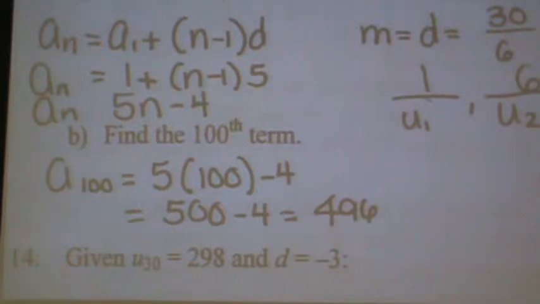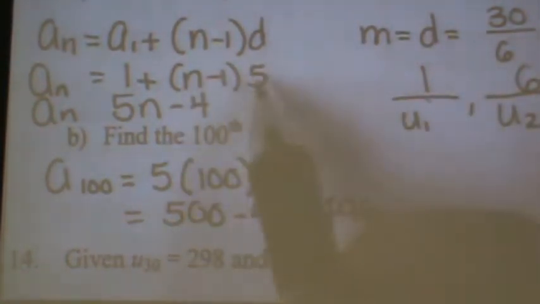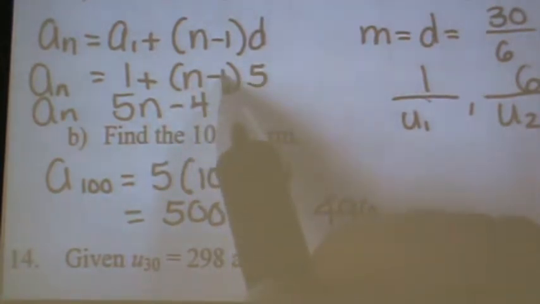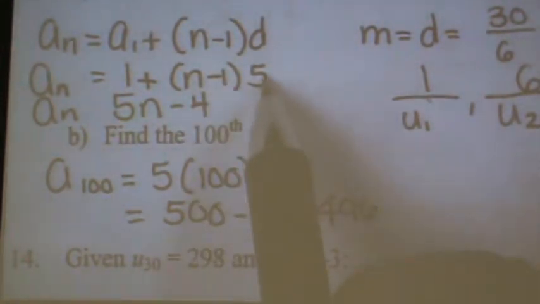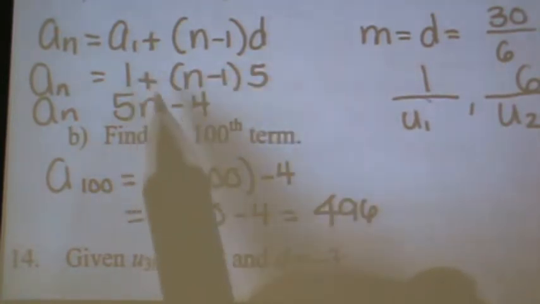How come you did it minus 4? I simplified. 5 times n is 5n, minus 5 plus 1 is minus 4. Oh, so you just plugged the 100 into the simplified formula? Yeah, you should be able to simplify this. 5n minus 5 plus 1 is negative 4.